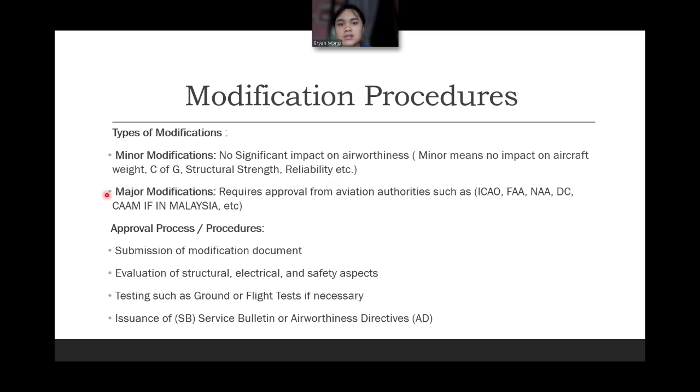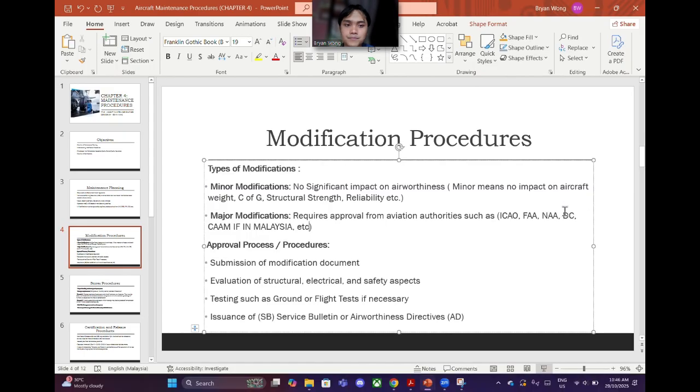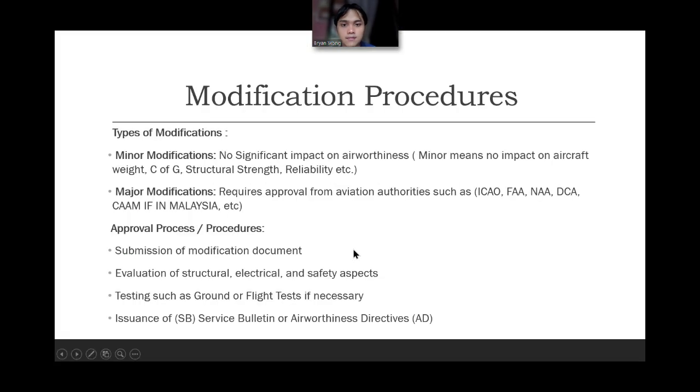So how about major modification? Major requires approval from the aviation authority. Aviation authority means like our aviation authority, CAAM, Civil Aviation Authority Malaysia. As you can see, what I state here is CAAM if in Malaysia, FAA if in US. Sorry, this one is DCA, this one needs to be edited. Before, Malaysia was DCA, but now it is CAAM. It has changed already.